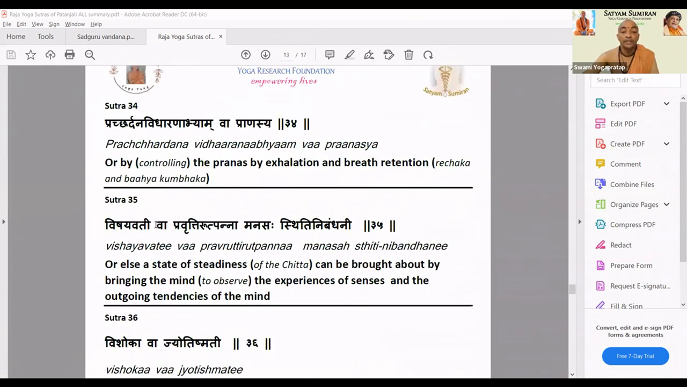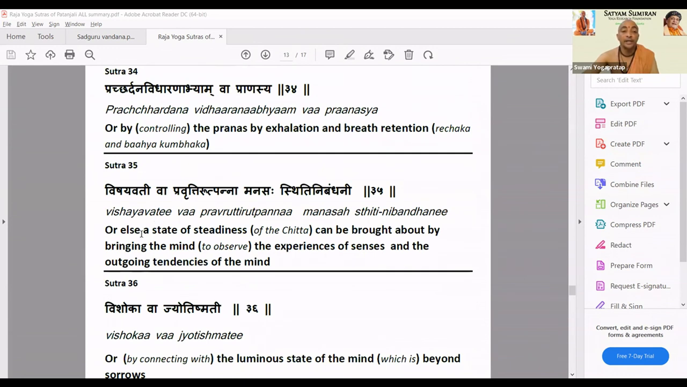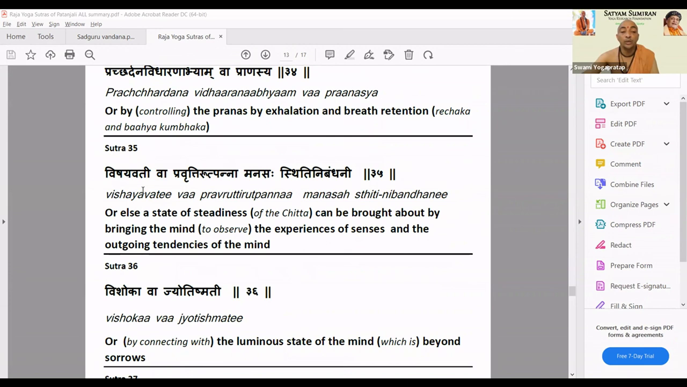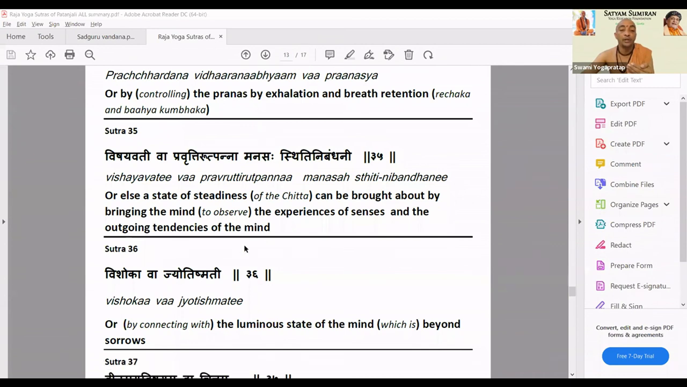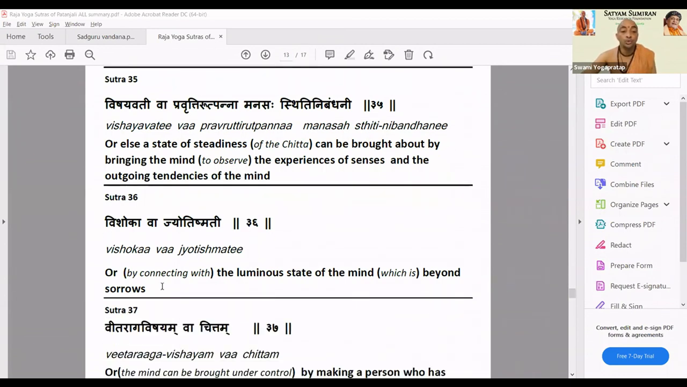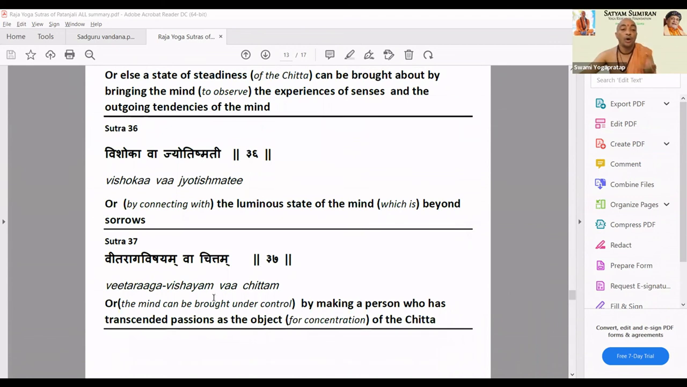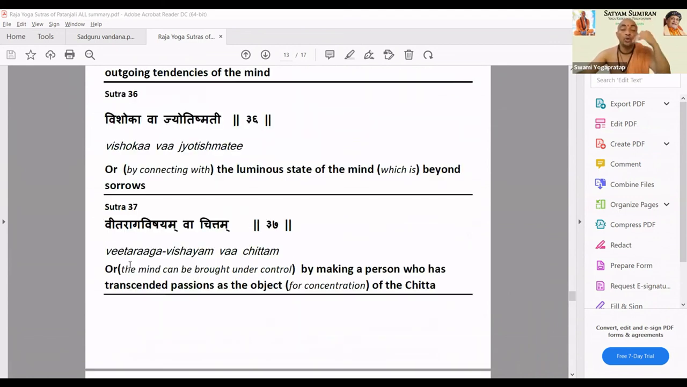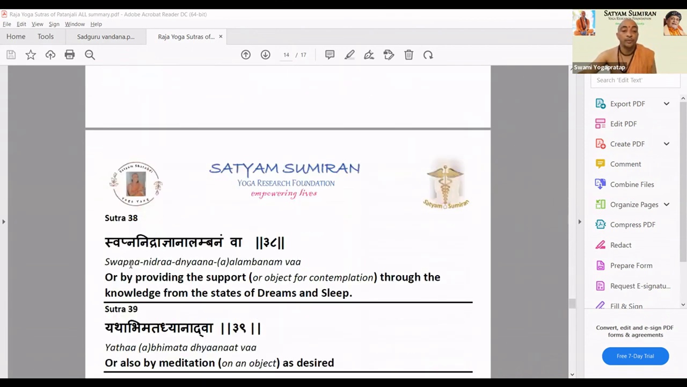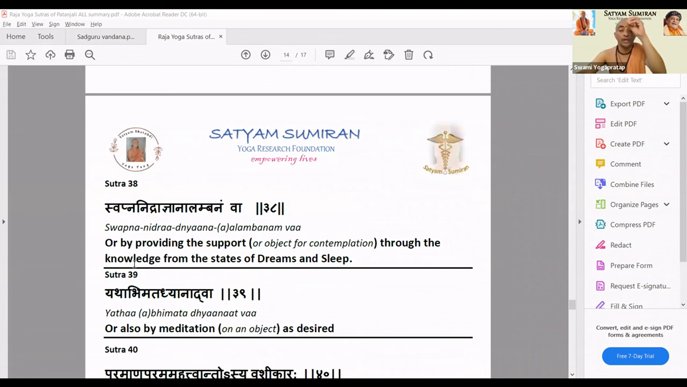Now, when he says you pick up one object, he has then said what are the objects that you can use for observing. Here you have observing the experiences of the senses, or observing the outgoing tendencies of the mind. So you're observing that and you're contemplating on that. So you use that object, which is a bit easier to comprehend. Or you use a luminous state of mind when everything is beautiful. Try to use that as an object. Or try to use a person who has gone beyond as the object for contemplation. Or you use an object in Swapna or Nidra.